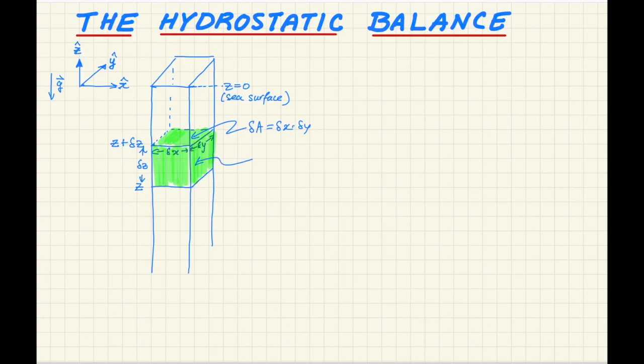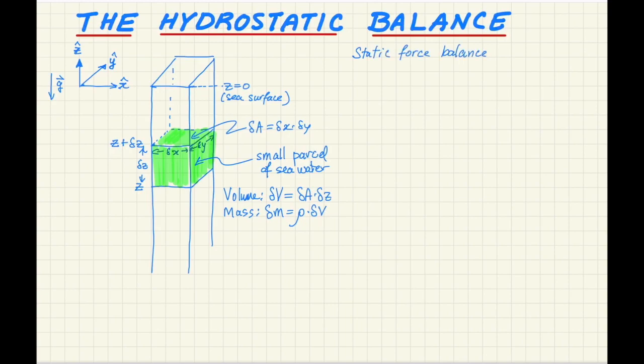The volume of that parcel is delta V, and that's equal to delta A times delta z. And then the mass, a small bit of mass, is going to be rho times the volume, where rho is the density.